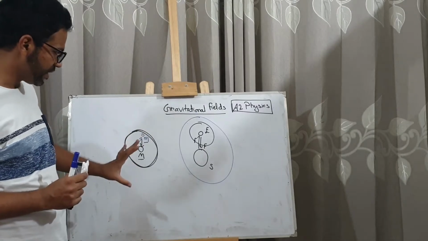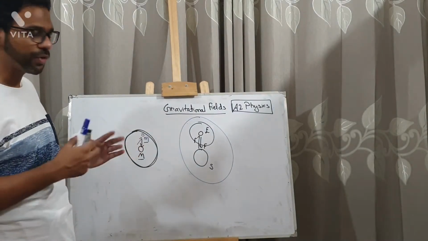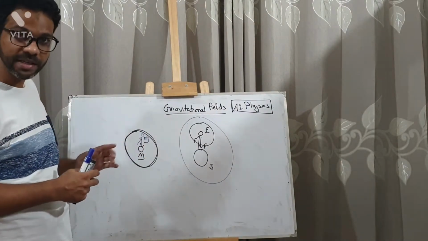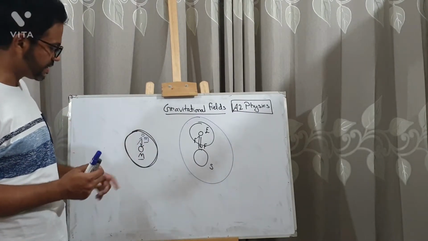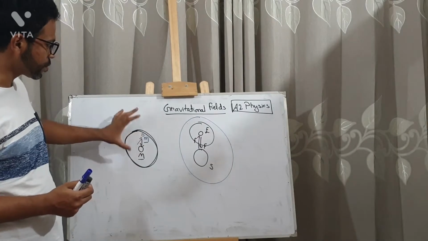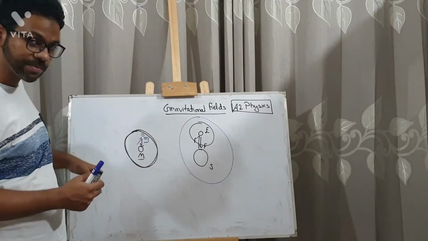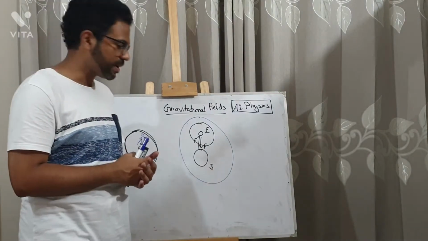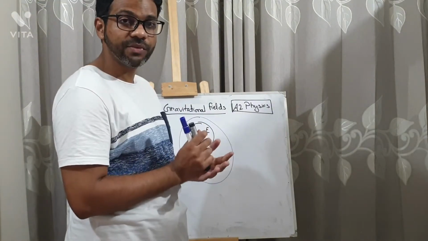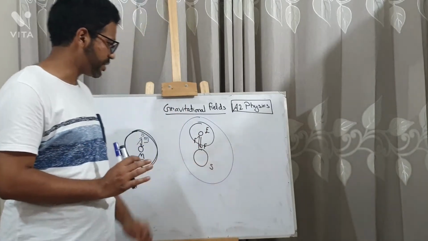Gravitational field is basically what we call a region of space around a mass where it can exert gravitational force on another mass. One mass can exert gravitational force on another mass inside a given space. That is what we call the gravitational field. We will come to the definition part later. Gravitational field, I hope it's clear. You have already studied about it in O levels.